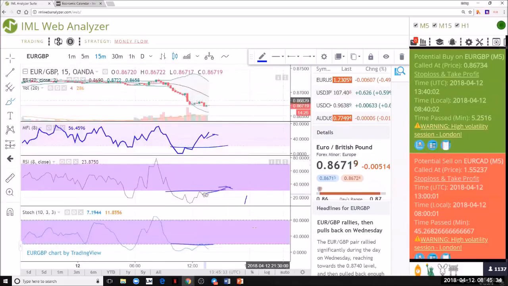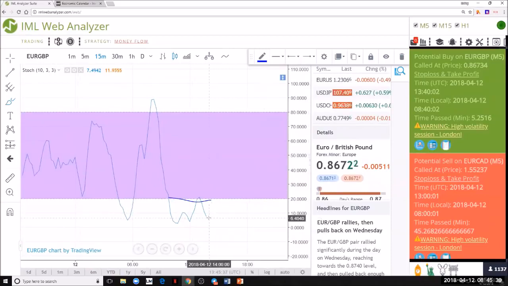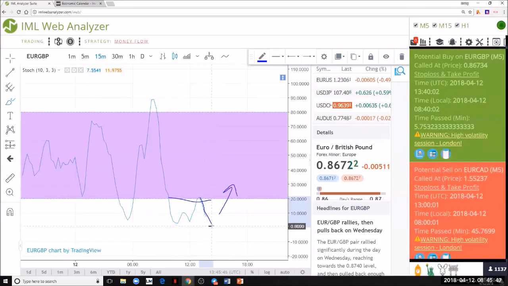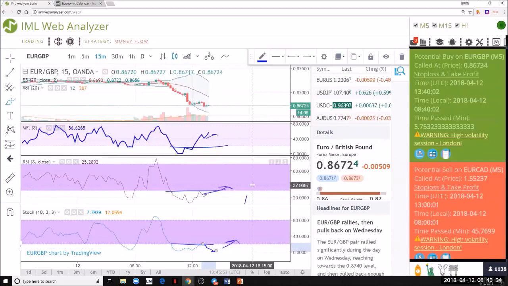Okay. And then lastly, we want to look at the stochastic. Is the stochastic looking up? And as we can see here, no, it is not. It is looking down. Okay. So for that, we would do what? Wait. That simple. All we have to do is wait.